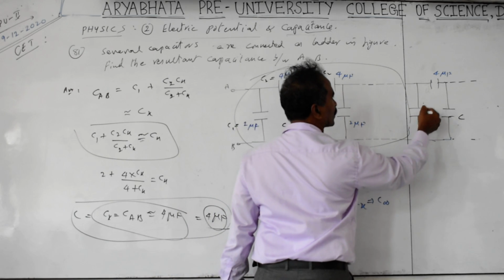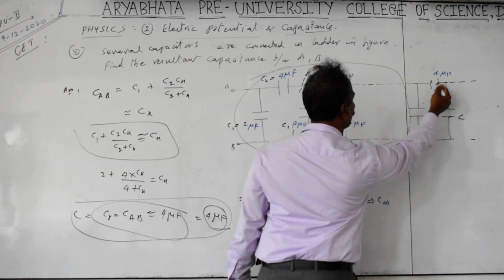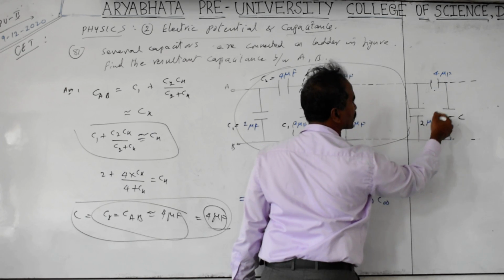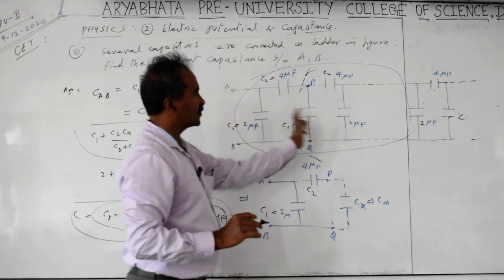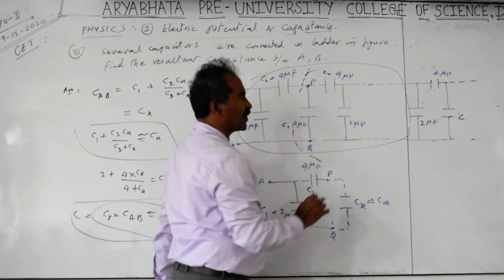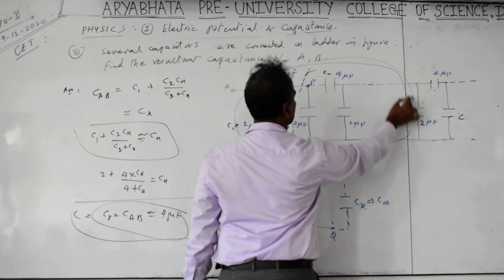Parallel to this, series with this, and again this is not 4, sorry, it is 4, 2, 4, 2, 4, 2. These are 2 microfarads. I repeat once again, I did it from left to right side. No, you can take it in reverse also. If you are asked to find this right side part, you can take this whole thing as a CX.